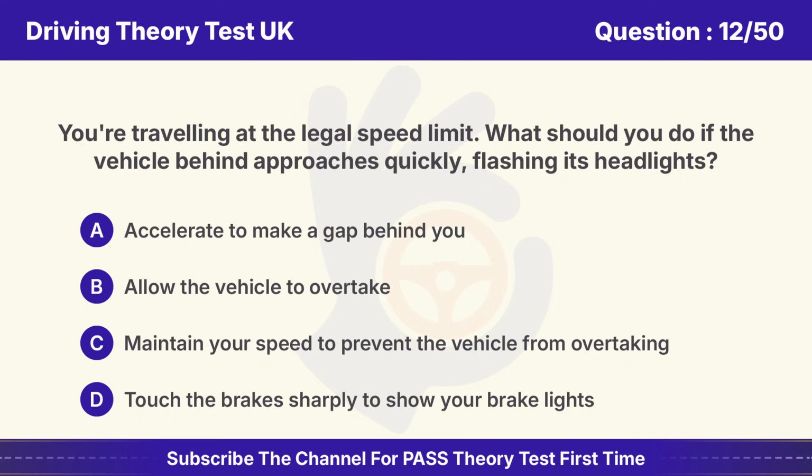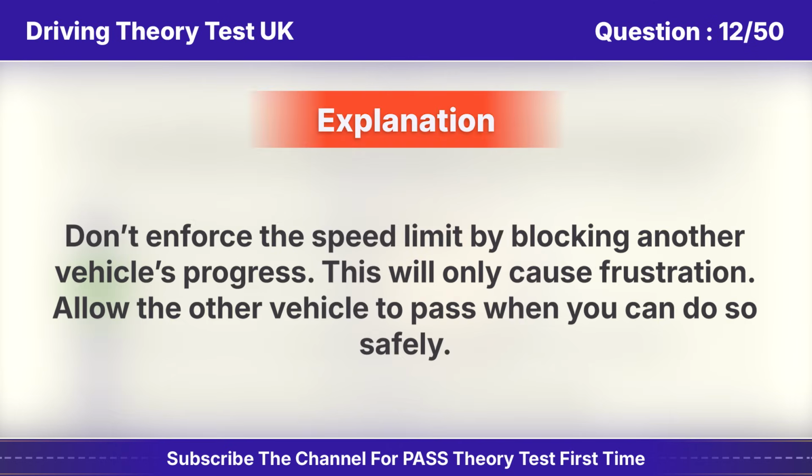Question 12. You're traveling at the legal speed limit. What should you do if the vehicle behind approaches quickly, flashing its headlights? Answer is B. Allow the vehicle to overtake. Don't enforce the speed limit by blocking another vehicle's progress. This will only cause frustration. Allow the other vehicle to pass when you can do so safely.